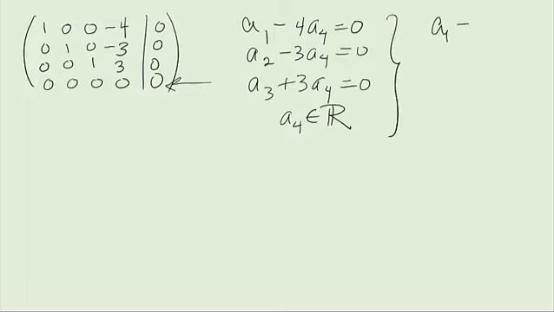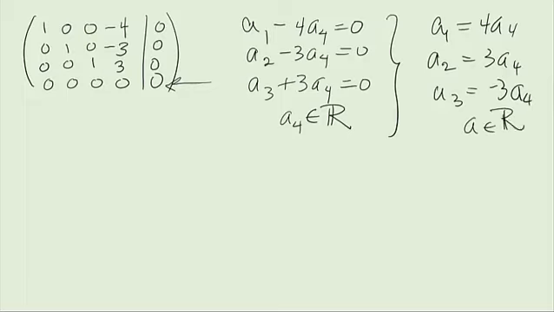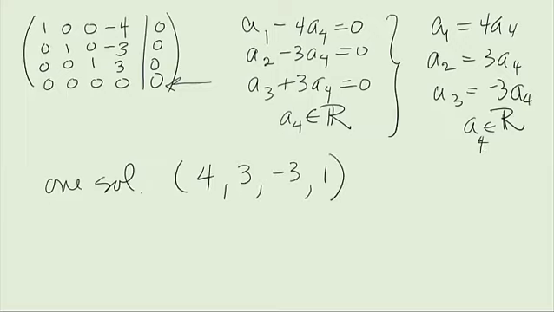So we get a solution then. A1 is equal to 4A4. A2 is 3A4. A3 is negative 3A4. And A4 is any real number. So we have infinitely many solutions to this equation that we wrote out. One solution, let's let A4 be 1. And we get the solution 4, 3, negative 3, 1.